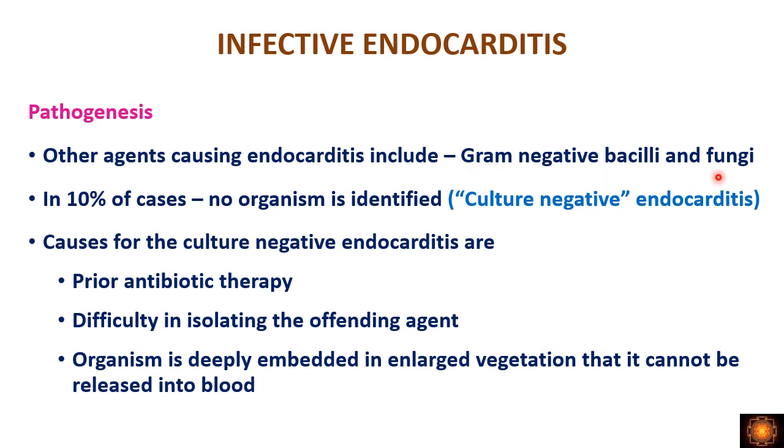Now, the previous Streptococcus, Staphylococcus, all of them can be cultured, but in some cases, the organism may not be identified by culture also. So we call it culture negative endocarditis. Though the organism is causing infective endocarditis, we cannot get a positive culture if the patient has used prior antibiotic therapy, or there is difficulty in isolating the offending agent, or the organism is deeply embedded in the enlarged vegetation so that it cannot be released into the blood and can't be cultured. So all these conditions can lead to culture negative endocarditis.